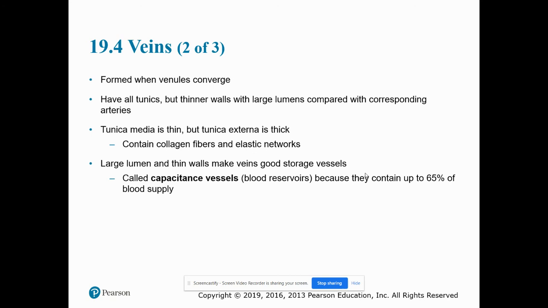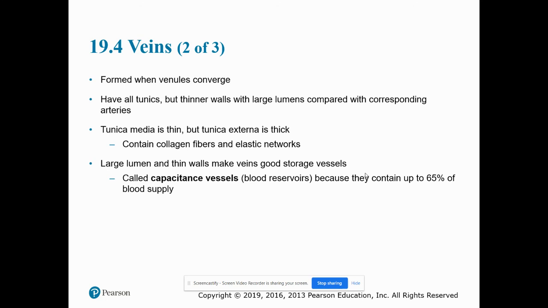And then larger venules have one or two layers of smooth muscle cells. Veins are formed when venules converge. They have all three tunics, but thinner walls with large lumens compared with corresponding arteries. The tunica media is thin, but the tunica externa is thick. It does contain collagen fibers and elastic networks. So the tunica media is thinner because it doesn't contain as much smooth muscle.